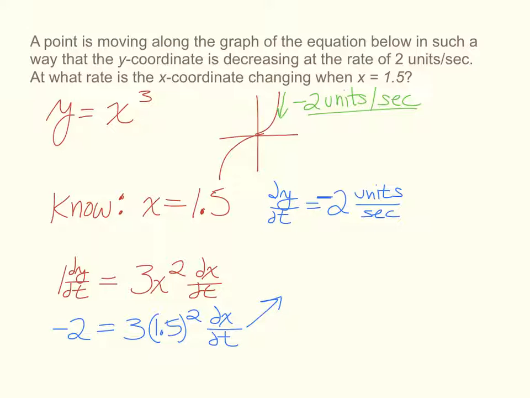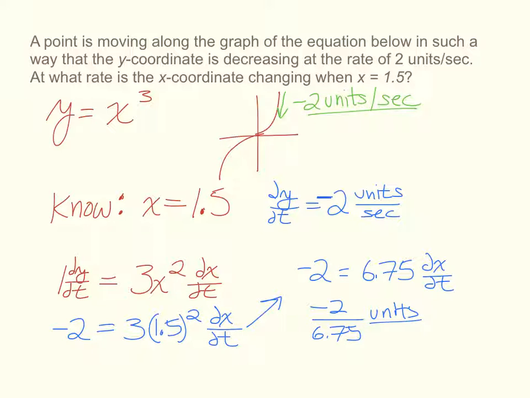The right side of this equation simplifies to 6.75 dx/dt. The next step is to divide both sides by 6.75, giving us negative 2 over 6.75 units per second for our rate of dx/dt.